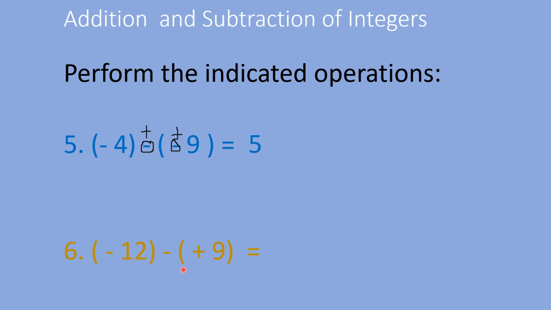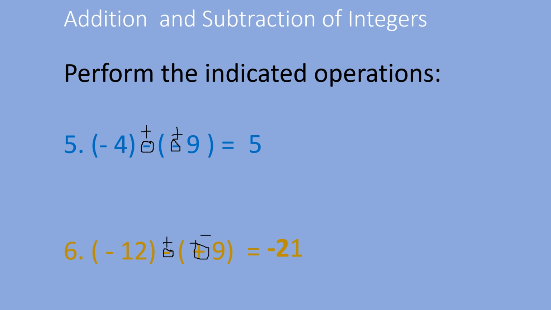Next, negative 12 minus positive 9. So again, this is minus. So change the sign. Here, it becomes negative. And this one, proceed to addition. So we have now negative 12 plus negative 9. So just add the absolute values, 12 plus 9, and copy their common sign. So that is negative 21.